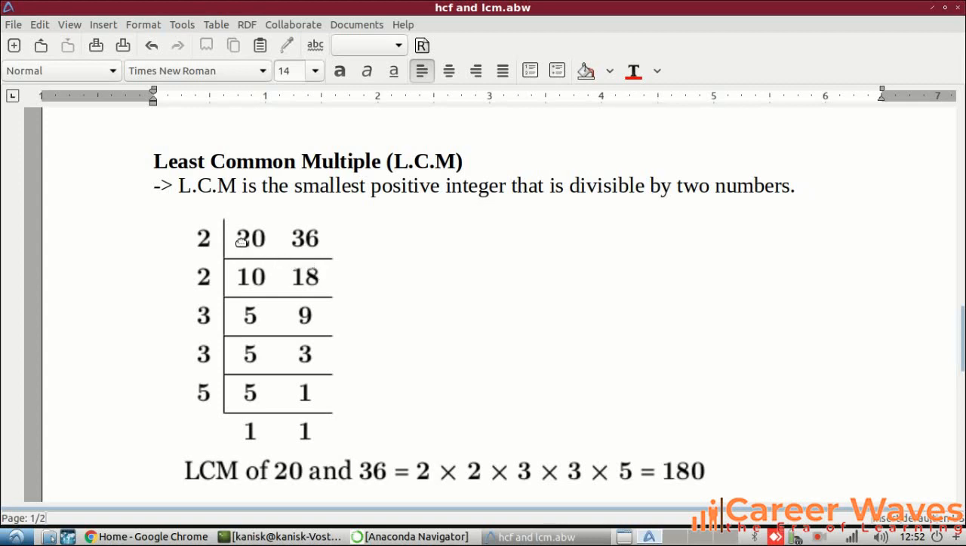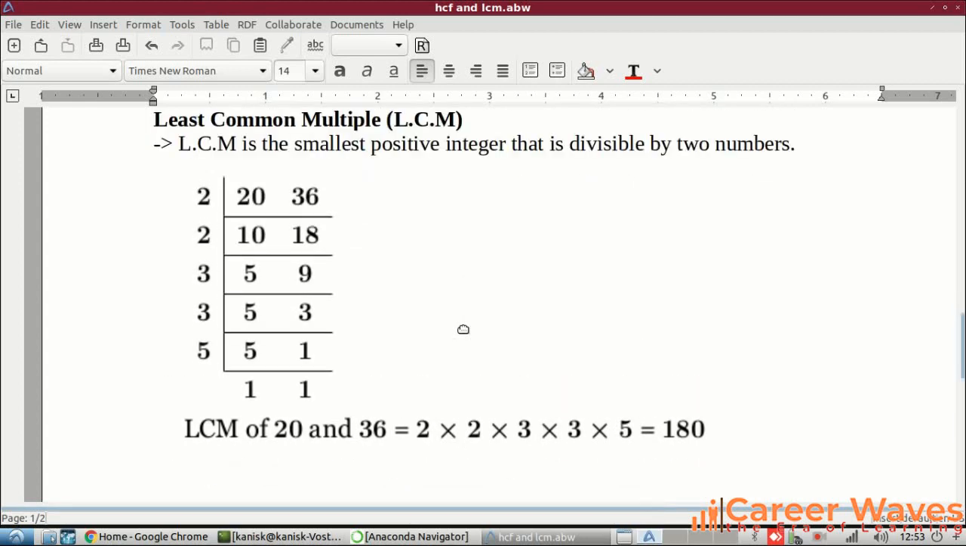We divide the numbers starting from the smallest prime like 2, and let's take an example of 20 and 36. So 20 and 36 are divisible by 2. Again we got 10 as a quotient and 18 as a quotient for 36. Again on dividing, and keep on dividing until we get 1 and 1 in the quotient. So multiplying all these factors, 2 into 2 into 3 into 3 into 5, we will get 180. So it works like this. So this is the LCM of 20 and 36.